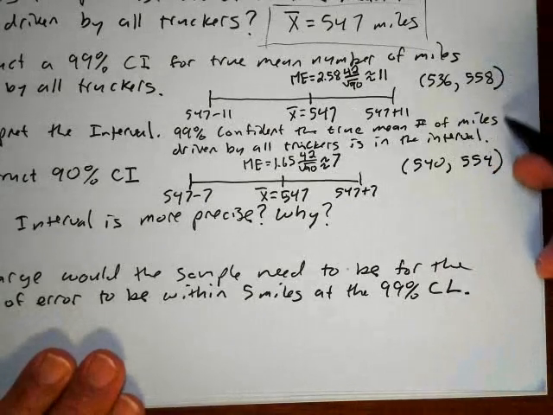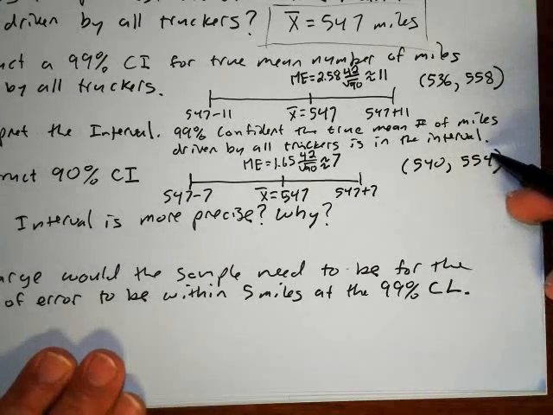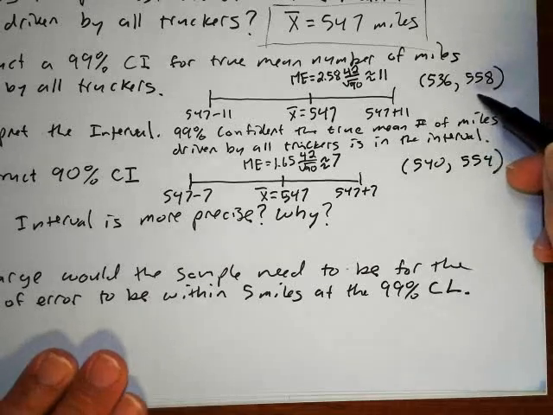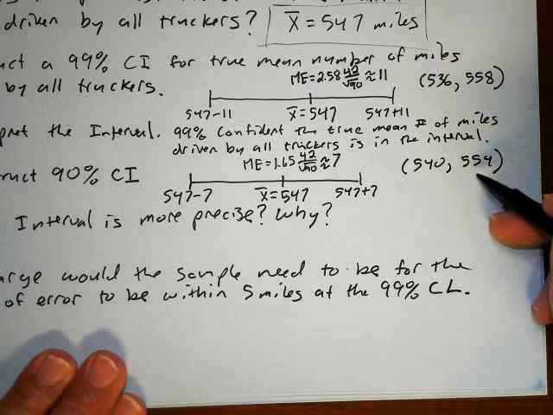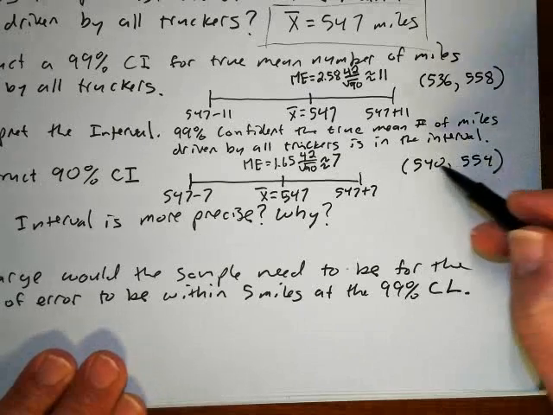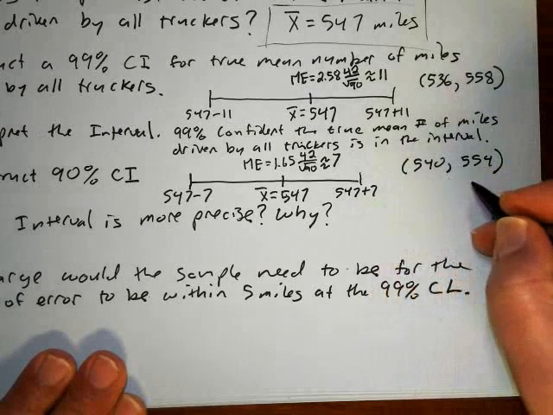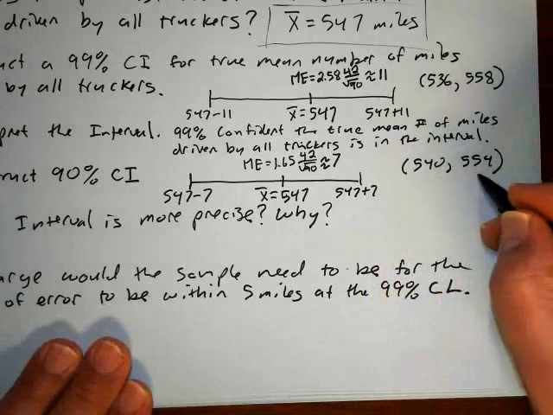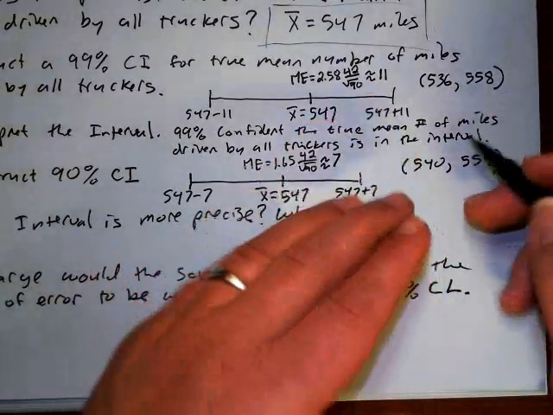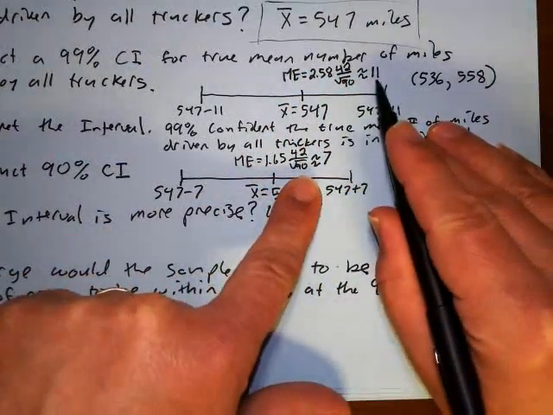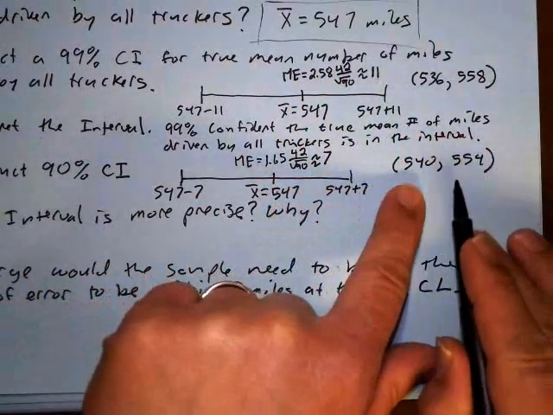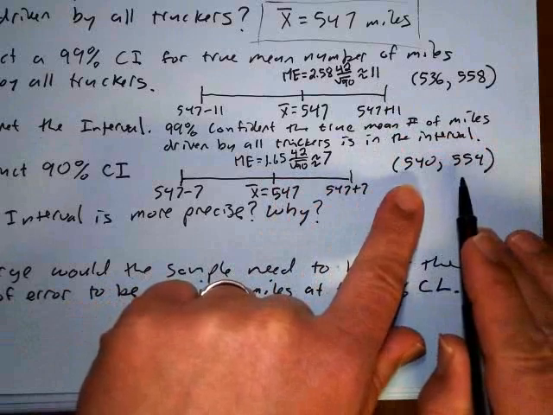So, looking at these two intervals, which one is more precise? Is it the 99% confidence interval or the 90% confidence interval? The answer is the 90% confidence interval is more precise, because it narrowed it down. It shrunk the margin of error. The margin of error went from 11 to 7, and that made your interval more narrow.